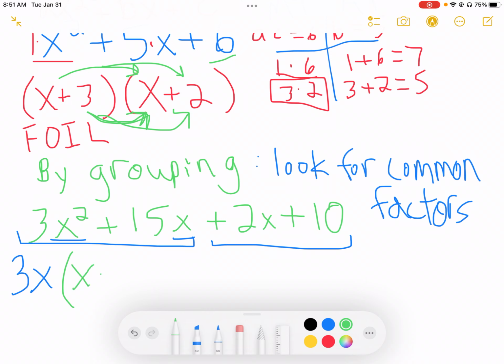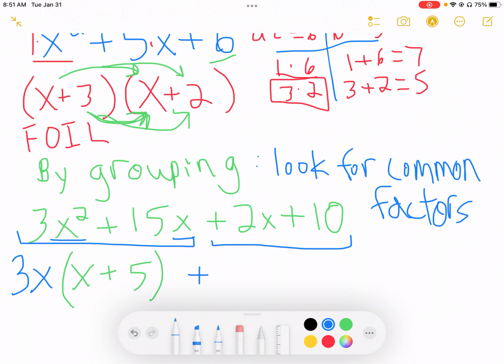Okay, and then if I do plus, say, what if I took, how many times does 3 go into 15? 5. How many times does x go into x? Once, right? So I just say x plus 5. Now for my last one here, or my last group of terms.